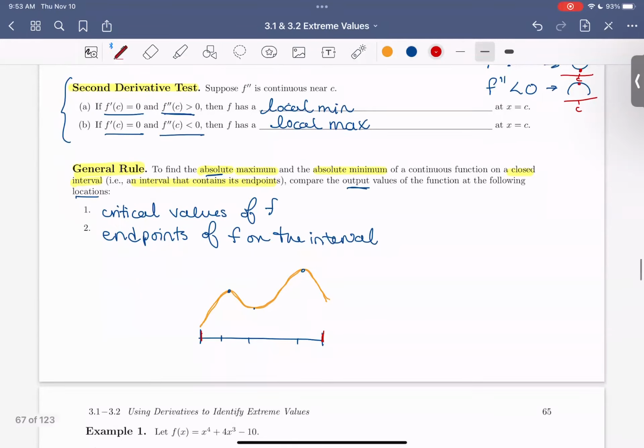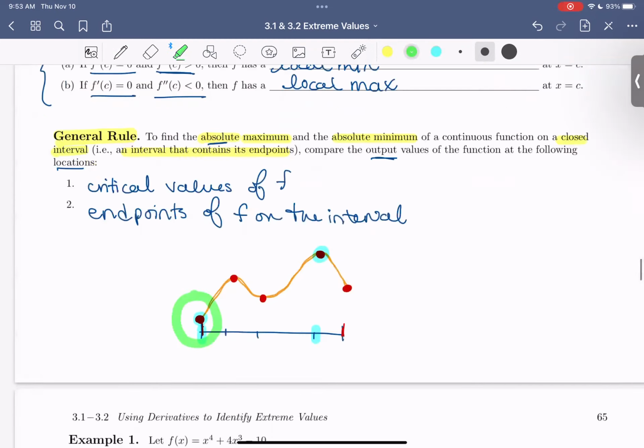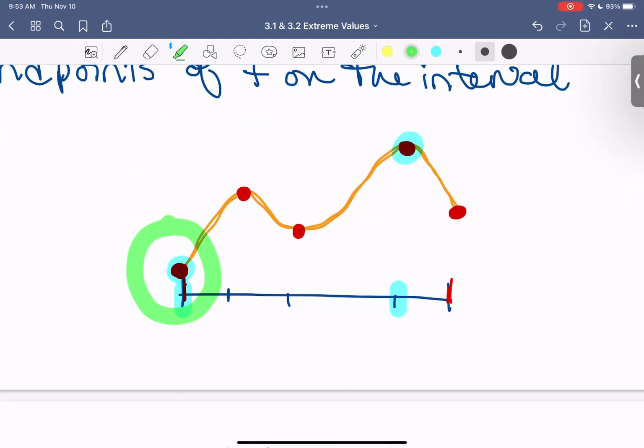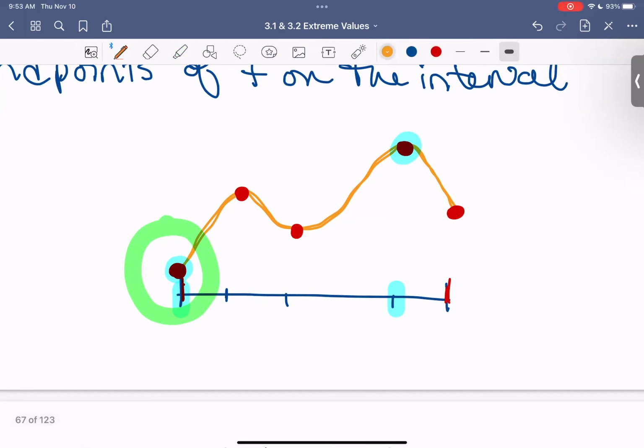So then to determine where we have global max and mins, we need to check the output values for all of these red dots. So in looking at this, we can see that our absolute largest value happens here at this input here, and our absolute minimum happens here at the endpoint. So notice the endpoint is not a critical value because we don't have a derivative of 0 here, but we do have a global min because our graph is lowest at that point. It's lowest across this whole curve at that point.